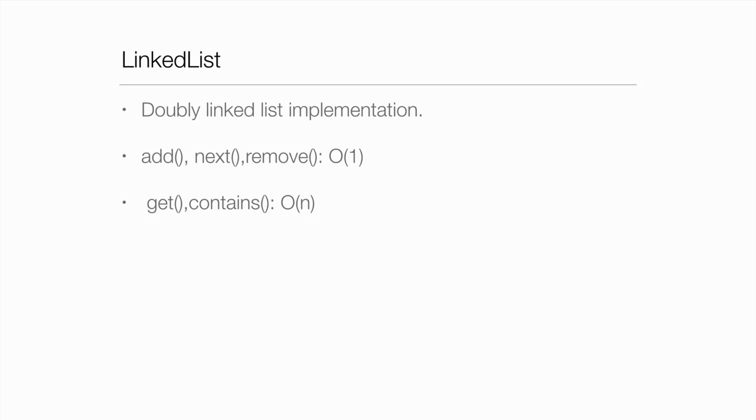The linked list has add, next, and remove operations. They are all O(1), which makes sense. With a linked list, adding something is very simple. For the previous element, you just do previous element dot next element equals the element that you want to add. And then the new element's next element just equals the element that was previously next, so the new element points to the next element.